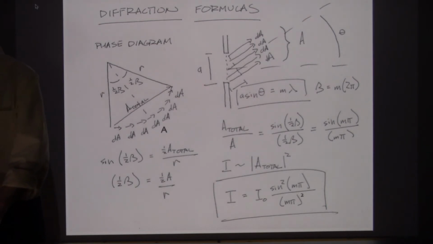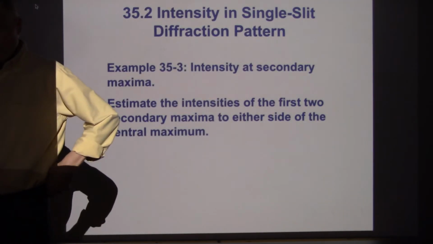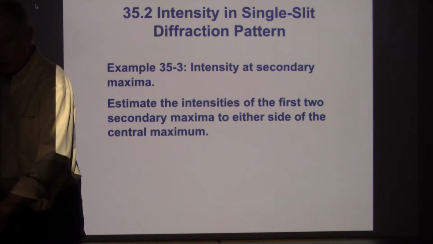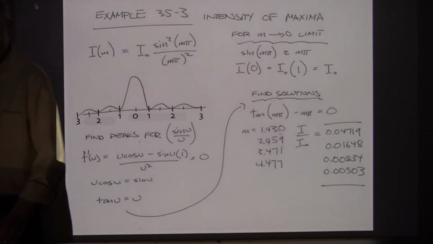All right. Let's see this. Intensity at the second maximum. With these diffraction patterns, we are having secondary and tertiary peaks, peaks beyond m equals 1. And so let's go in and see if we can calculate some of those numbers.